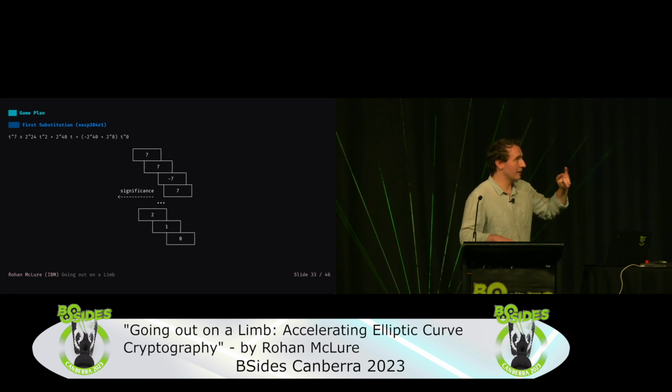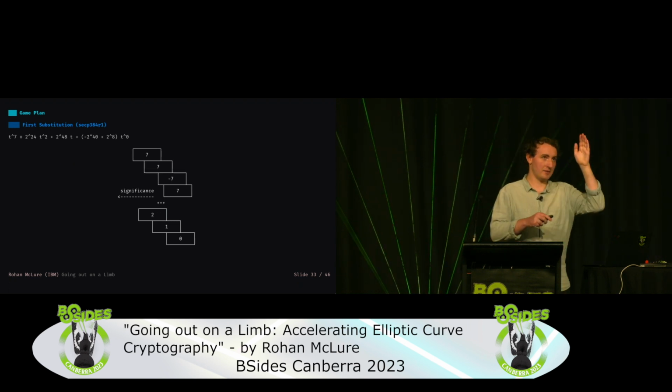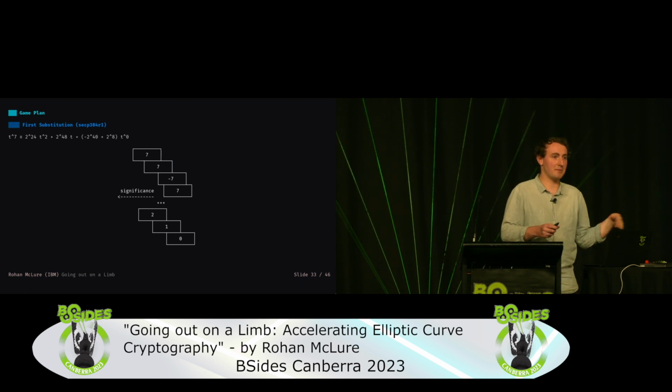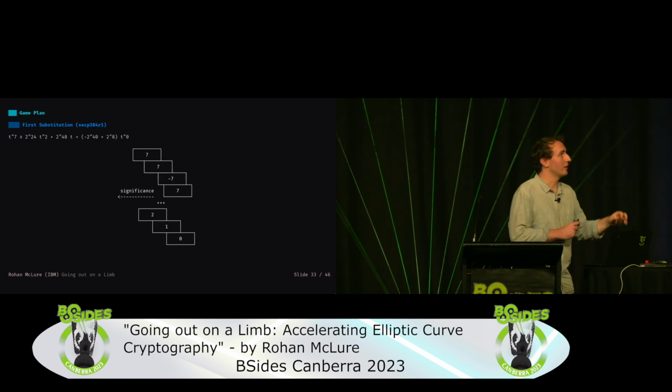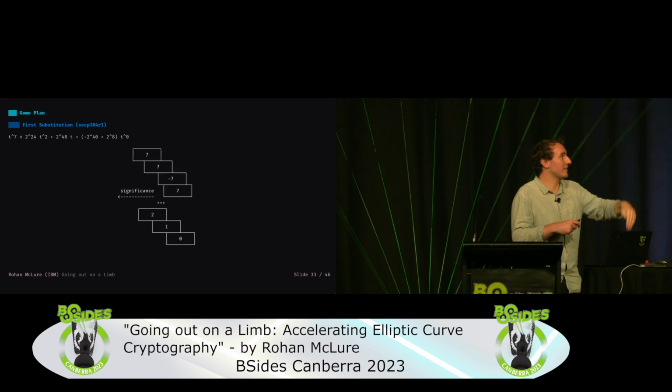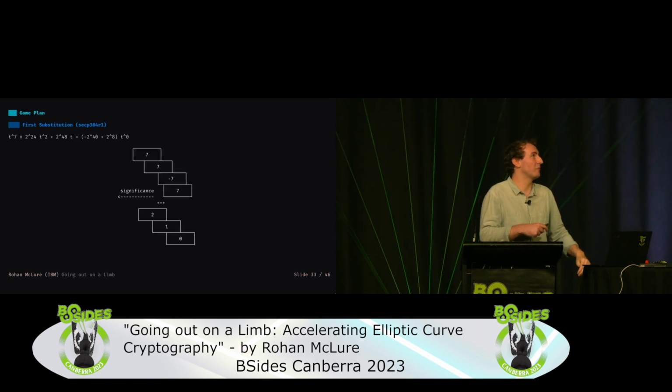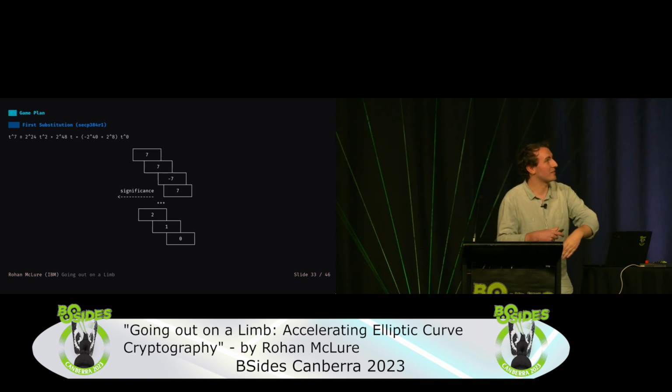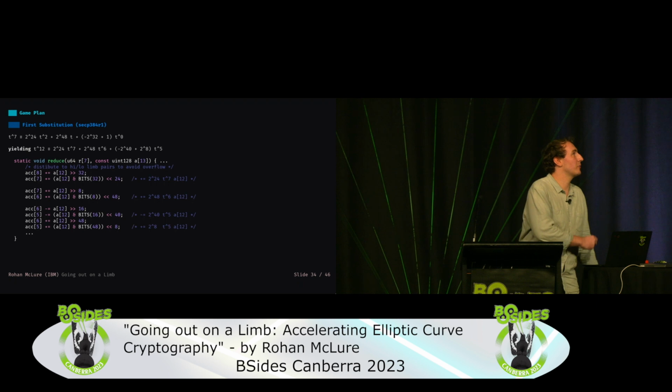To eliminate limb 7, again, vertical overlap of limbs means we're going to have to add. We add a shifted copy into limb 2, a shifted copy into limb 1. We subtract and add shifted copies into limb 0. And so this is what our code looks like.